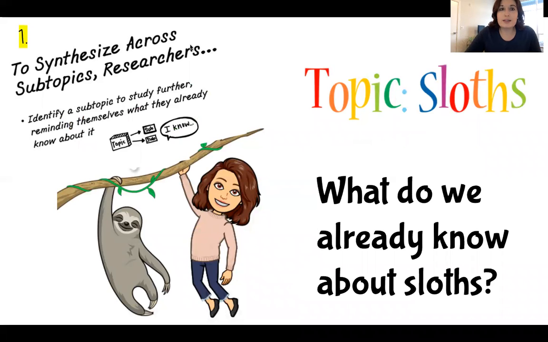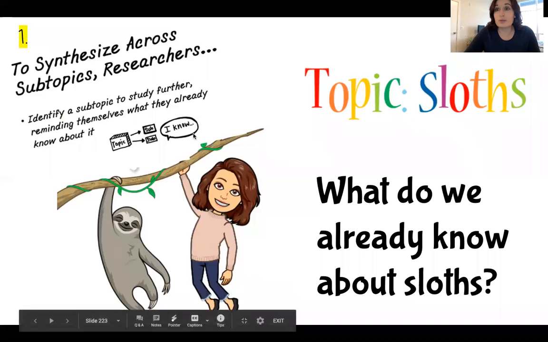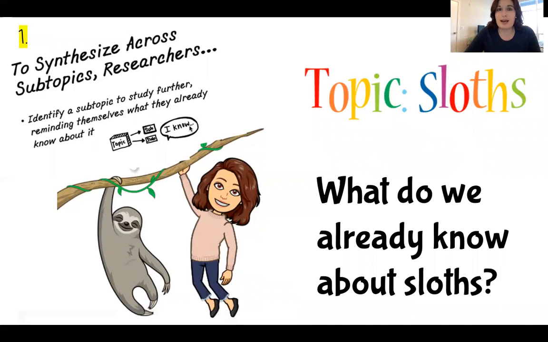To synthesize across subtopics, researchers first have to identify a subtopic to study further. So my topic is sloths. What do we already know about sloths? Well, as I mentioned before, I know that they are very slow animals. I know that they eat leaves, and I know that they sleep a lot and they have really sharp claws, the toes are really sharp claws. Those are some things I know already.